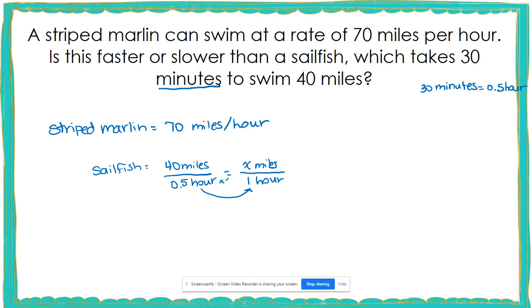Now, to get from 0.5 to 1, because 1 is actually larger than 0.5, for this I would have to multiply. So to get from 0.5 to 1, I would multiply by 2, which means that to get from 40 to x, I would also multiply by 2. 40 times 2 gives me 80, so that means x equals 80. And that means that the sailfish travels 80 miles per hour. Now the question asks, is my marlin faster or slower than my sailfish? If my marlin travels 70 miles per hour and my sailfish travels 80 miles per hour, then my marlin is slower than the sailfish.